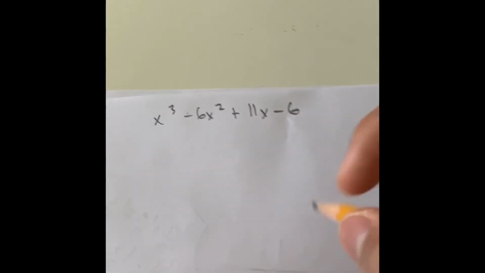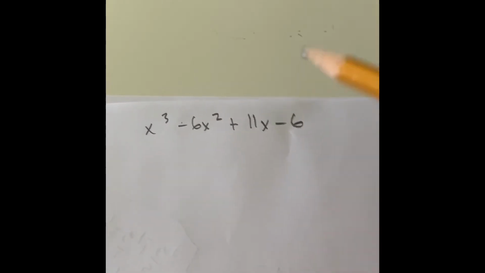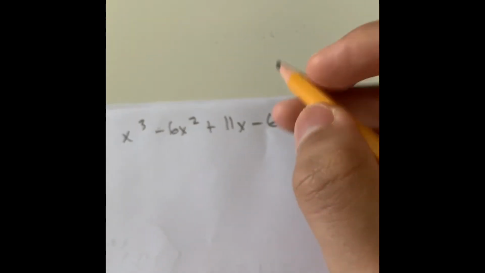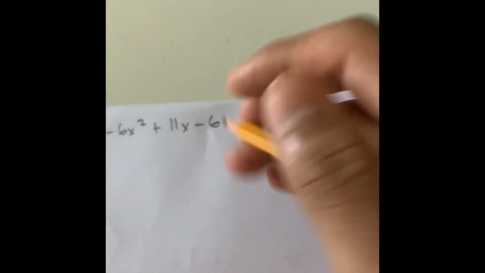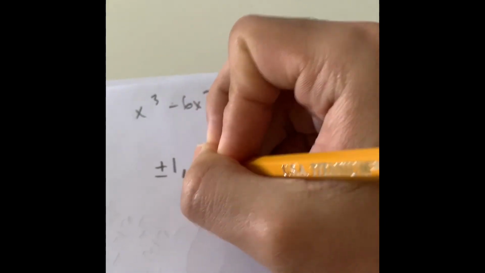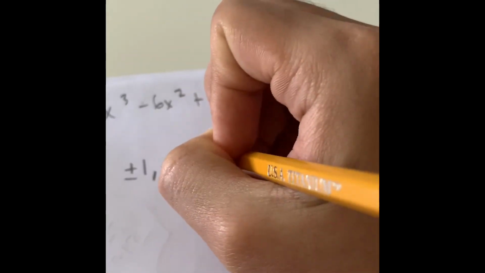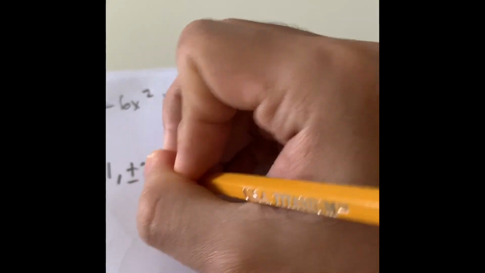All right, and we're back. Let's look at our own example now. The last one was a teacher's example. Let's look at our own. First of all, let's look at the last term. The last term is negative 6. What are the factors of that? Well, we have 1, 2, 3, 6. Let's write that down. And of course, they're plus or minus: plus or minus 1, plus or minus 2, plus or minus 3, plus or minus 6. I hope you can see that better.